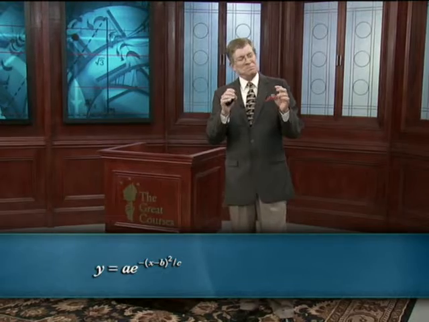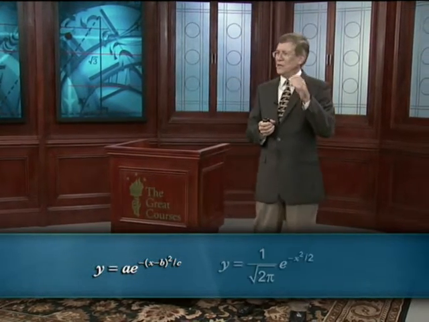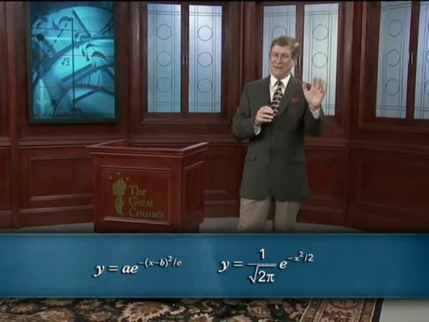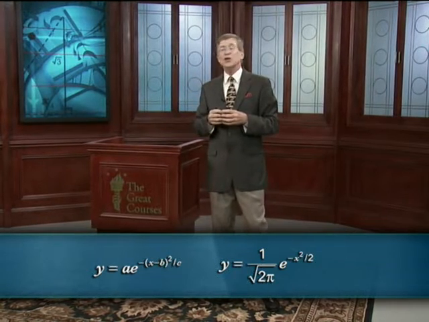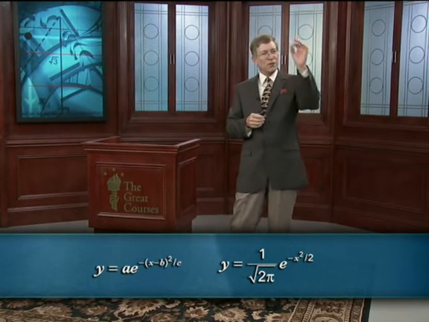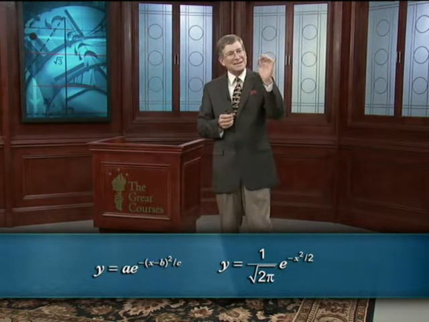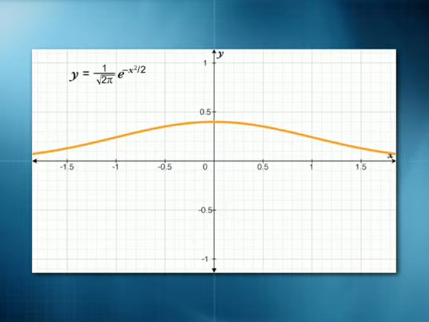One of the most popular or well-known Gaussian models is when A is 1 over the square root of 2 pi. In a minute, I'll tell you where that came from. And then B is 0 and C is 2. And that would be 1 over square root of 2 pi times e to the power minus x squared divided by 2. Here's a picture of that curve. That's a picture of the model I just talked about.